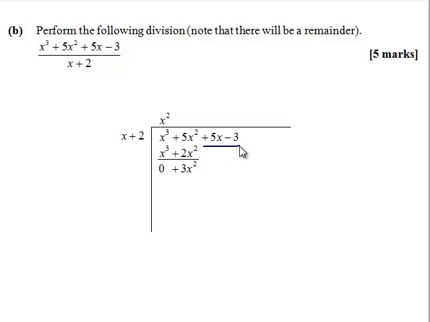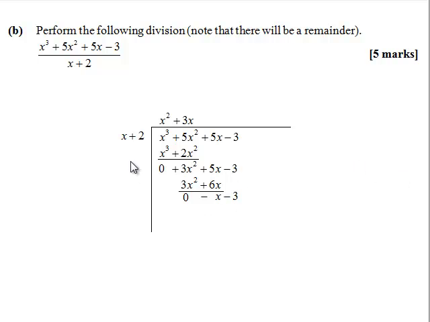Bring down the remaining terms. What do we have to do to x to get 3x squared? Answer, multiply by 3x. Okay, so we have x times 3x gives us 3x squared, and 2 times 3x gives us 6x. Okay, we now subtract this from the expression and we get 0, and 5x minus 6x gives us minus x. Then we bring down the minus 3.